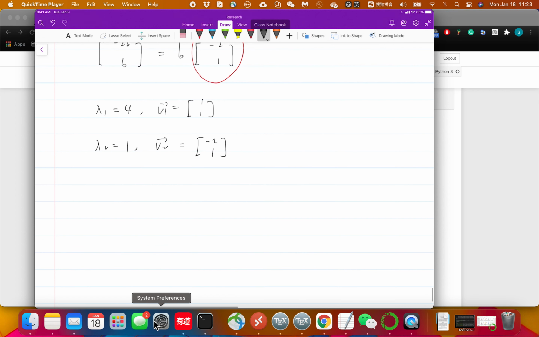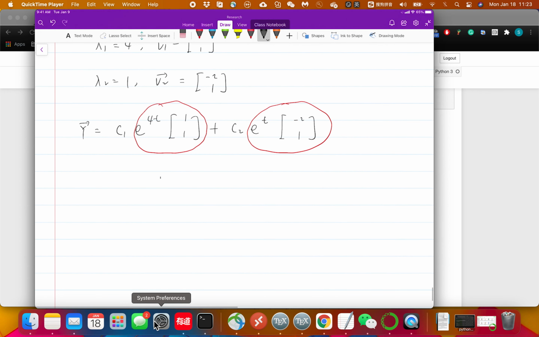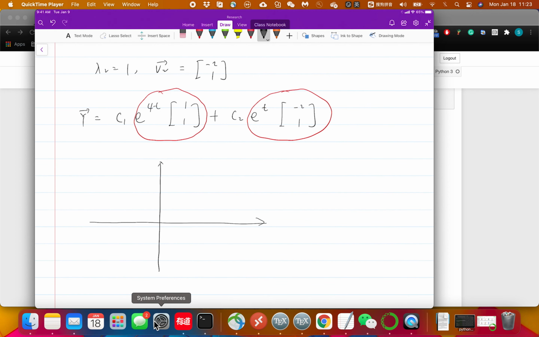Then your y. I will skip the y1, y2 for the straight line solution, but you will know what I mean. y = c1 e^(4t)(1, 1) + c2 e^(1t)(-2, 1), where e^(1t) is just e^t. Technically, this is the first straight line solution, and this is the second straight line solution. You can even draw them. One straight line solution goes this way. The other, (-2, 1), goes this way.